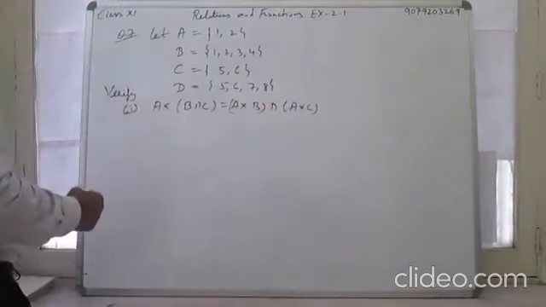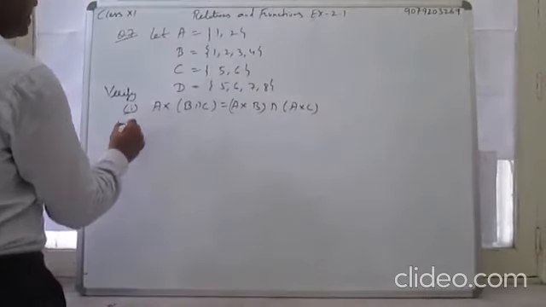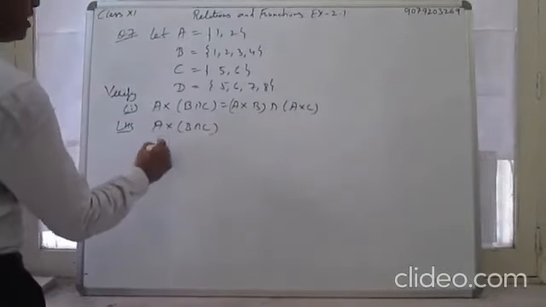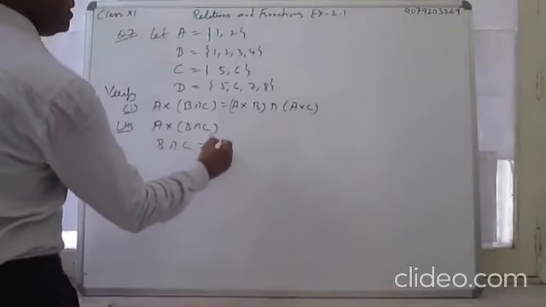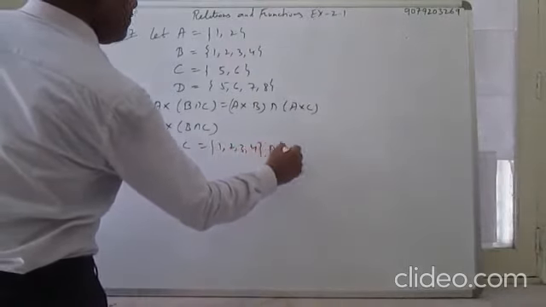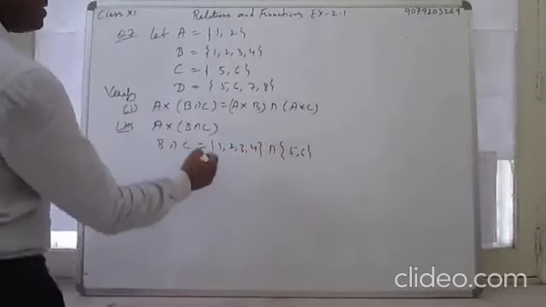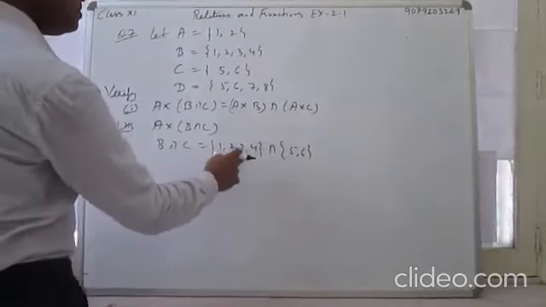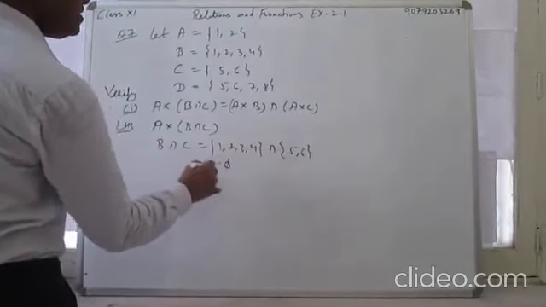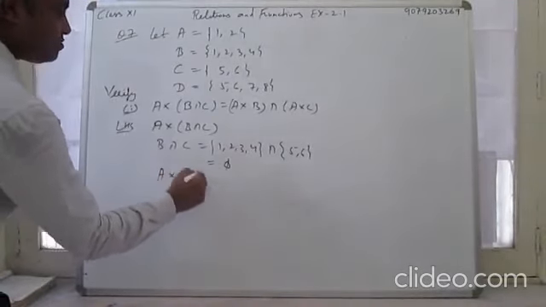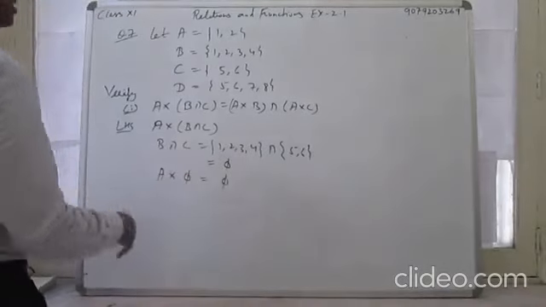Now see here, first we take the left hand side, A cross (B intersection C). So what is B intersection C? B is {1, 2, 3, 4} and C is {5, 6}. So B intersection C is the null set, nothing is common. So A cross the null set is what? The null set. This is the left hand side.